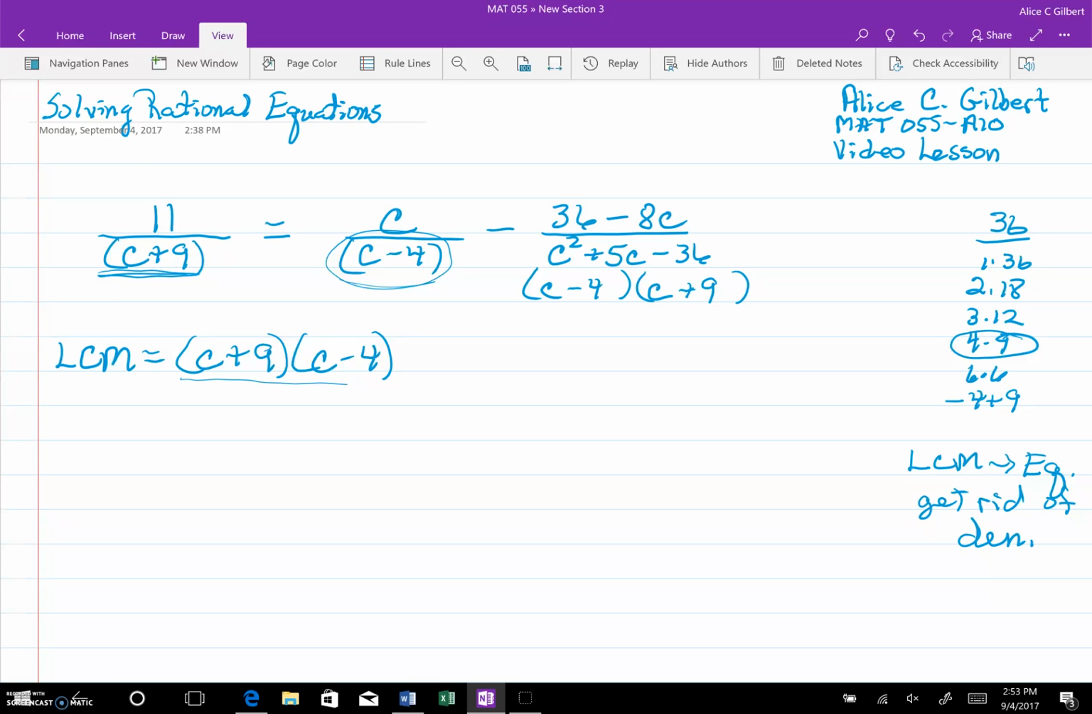Okay, now I pretend that the first two don't exist, and I'm just going to look at this last one. So first, we're just going to look at the c minus 4. So it says, in my building, I have to have one quantity, c minus 4. I already got that, so I don't need to put it in again. Now I'm going to look at this quantity, c plus 9. Well, do I have one quantity, c plus 9, in my building? Well, I do. So this is my LCM. I'm all ready to go.